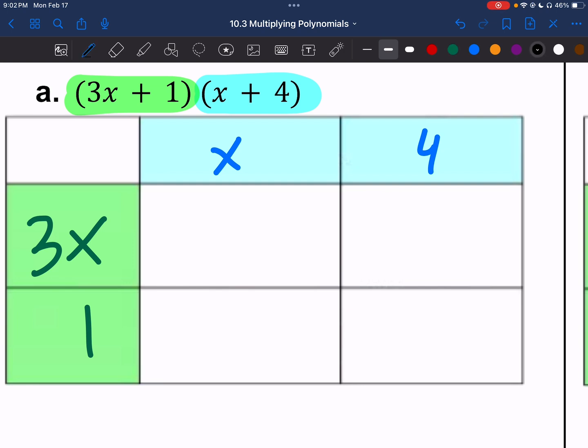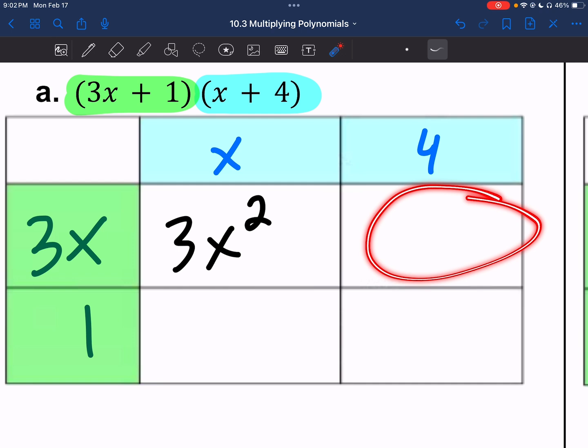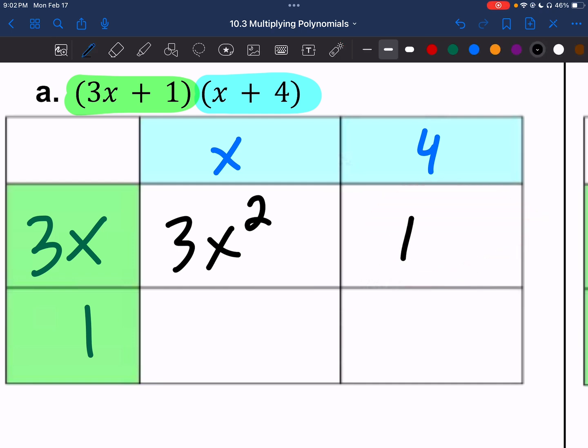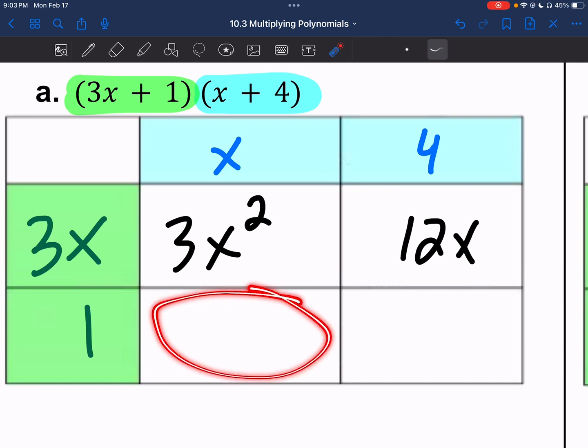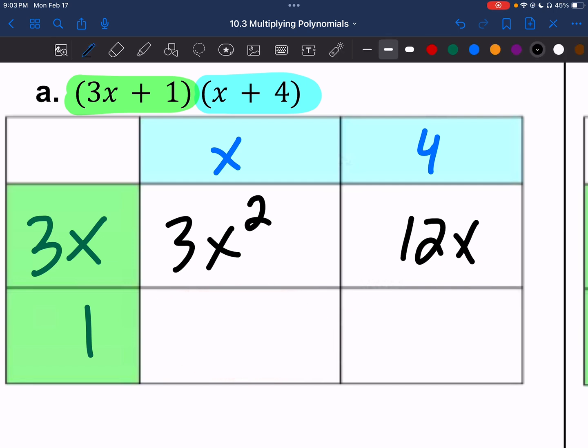So 3x times x is 3x squared. And then in our next box over here, 3x times 4 is going to give us 12x. Okay, and then in our next box down below, this box here, it's going to be x times 1. So when we do that, we get just an x. And then in our last box, 1 times 4 is 4.